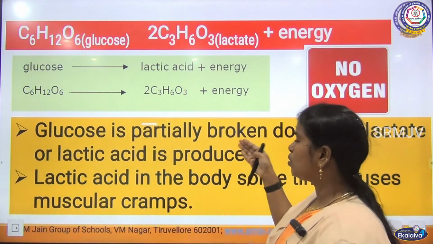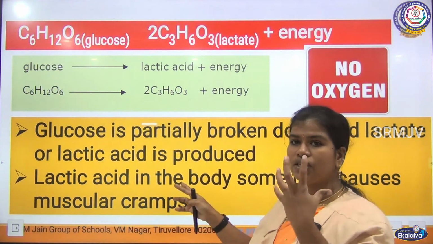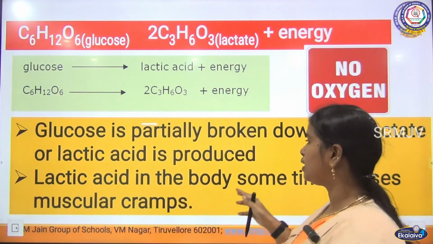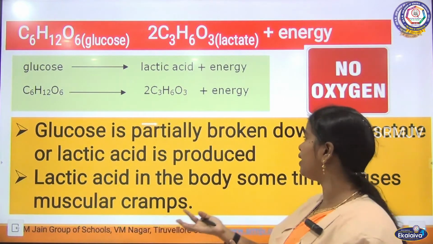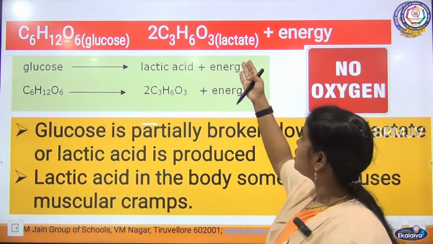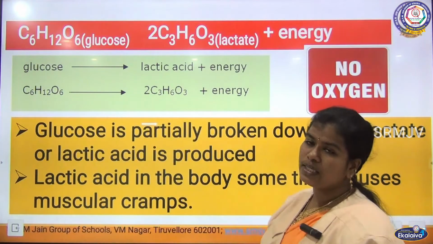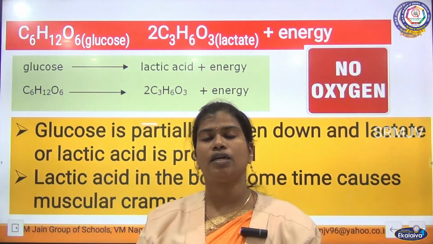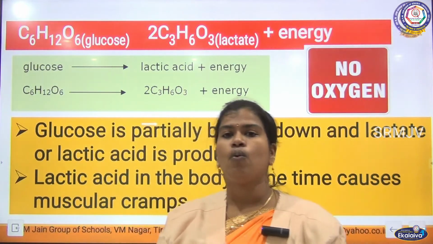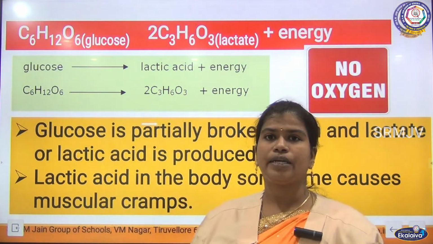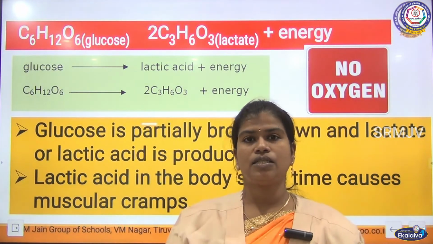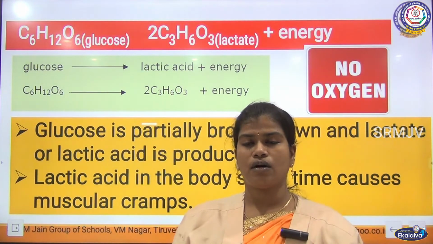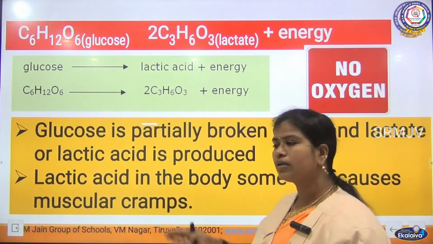Okay. So glucose here is partially broken down, that means only half has been broken down, and it produces lactic acid as well as energy. And when it is producing this lactic acid, anaerobic respiration leads the muscles to undergo muscular cramps.